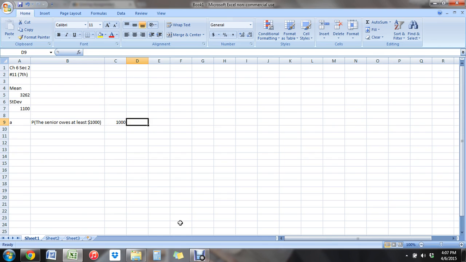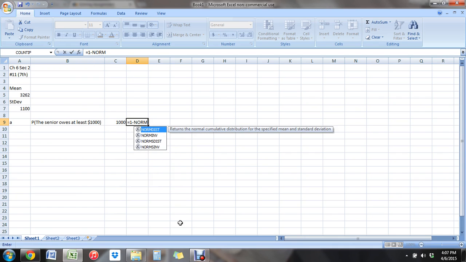So at least is $1,000 or more. So that is actually what we're wanting, the probability of X being greater than $1,000, or the area to the right of that value. So we're going to have to do 1 minus the area to the left. And in Excel, the area to the left, we use the NORM.DIST function, so without the S from before, with the standard. This is not the standard distribution, this is real data.